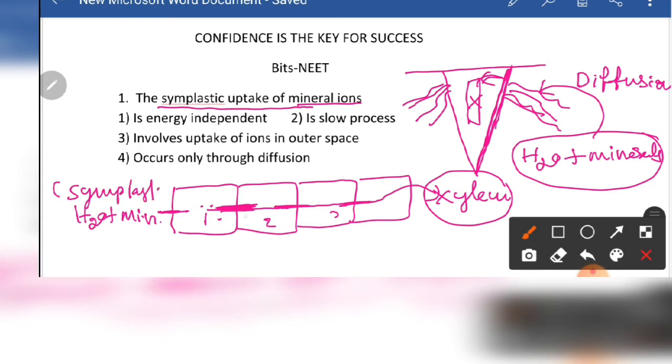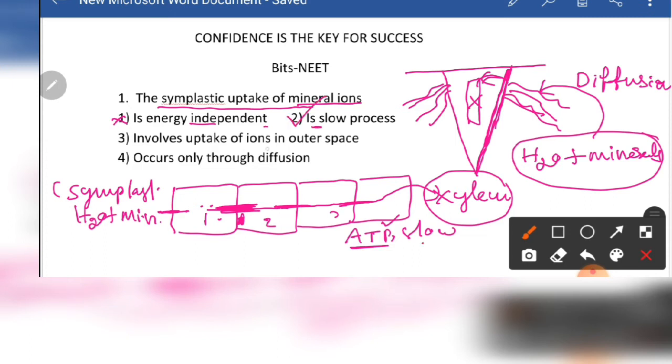As it needs to cross the cell membrane, it is a slow process. It even requires ATP energy, so that is active transport. Yes, the options are: is it an energy independent process? No, energy is needed, so it is a wrong option. Is it a slow process? Yes, correct option.